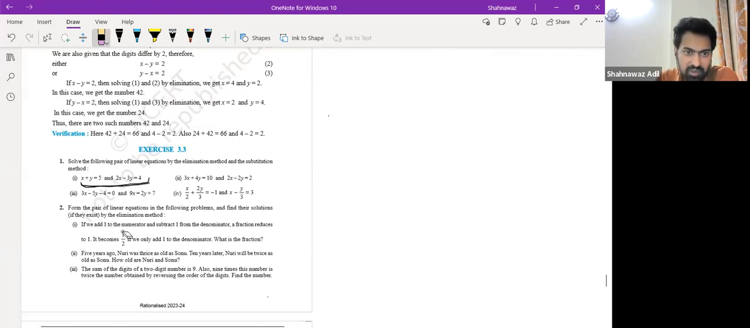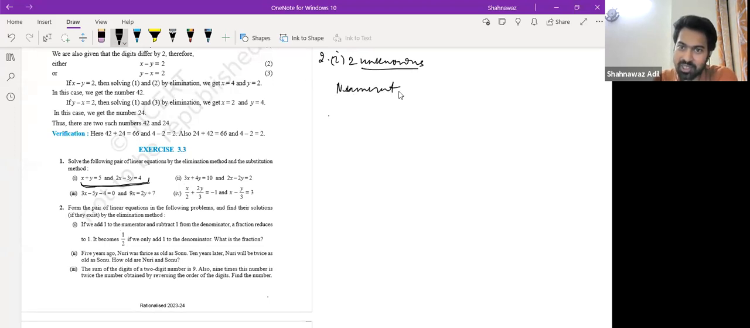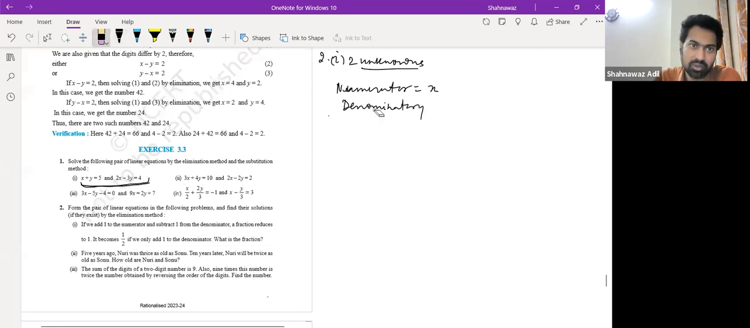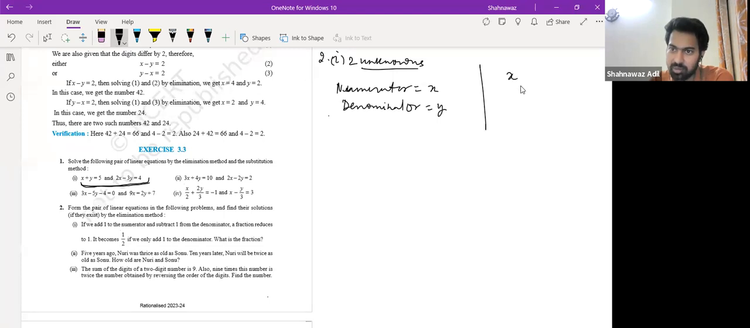Right, so if we add 1 to the numerator and subtract 1 from the denominator, so again the same question. What are the two unknowns in here? Numerator and denominator. Yes, numerator x and denominator y. Right, and the fraction would be x by y.